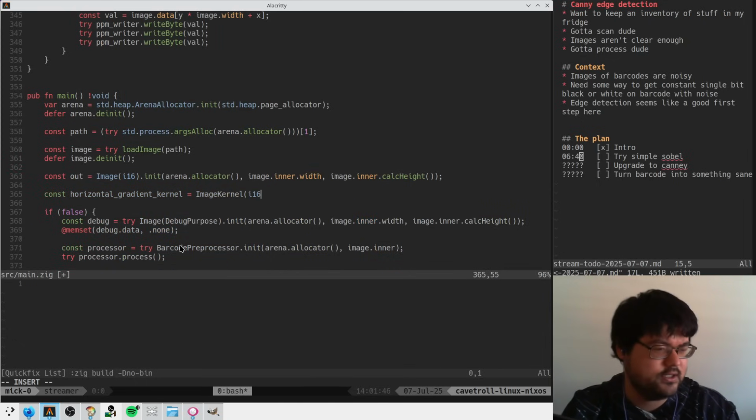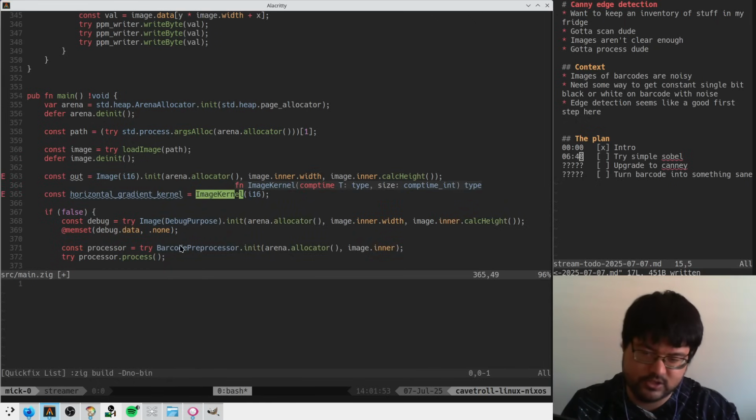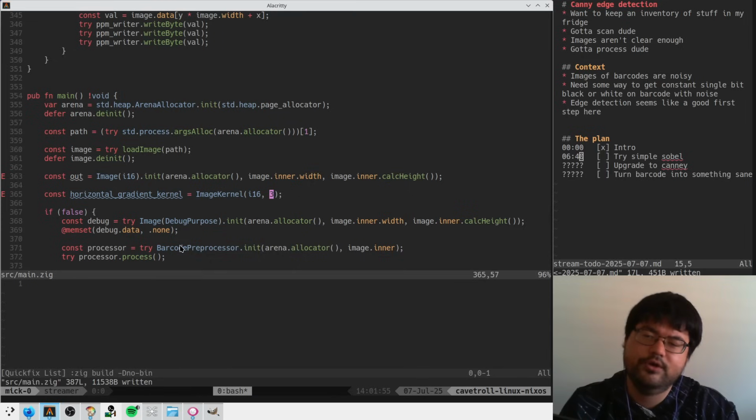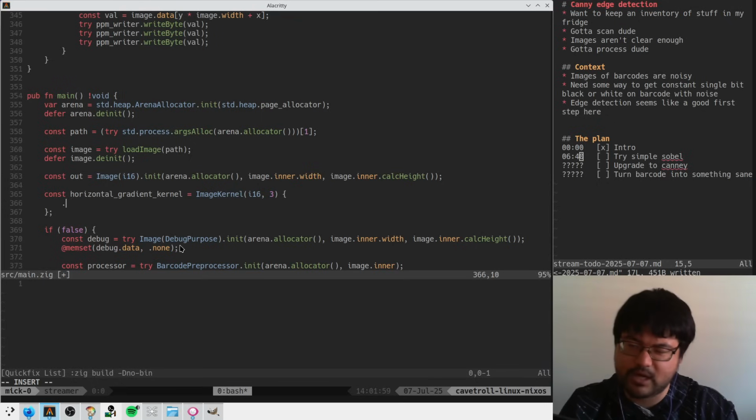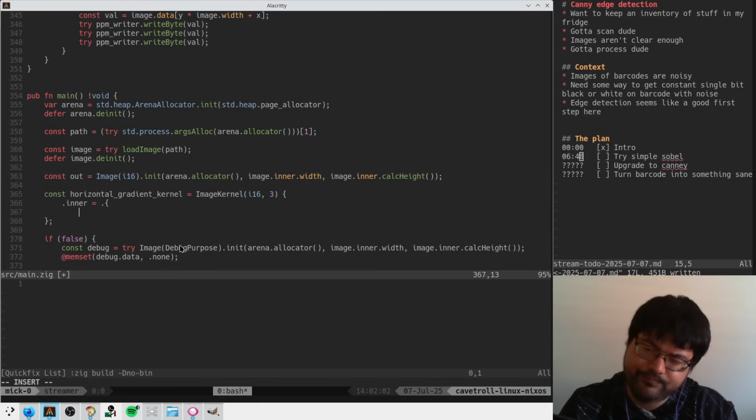Probably i16s. Have you worked with threads in Zig? Yeah, a little bit. They don't come up that much, actually, surprisingly, because I prefer using event loops when I can.